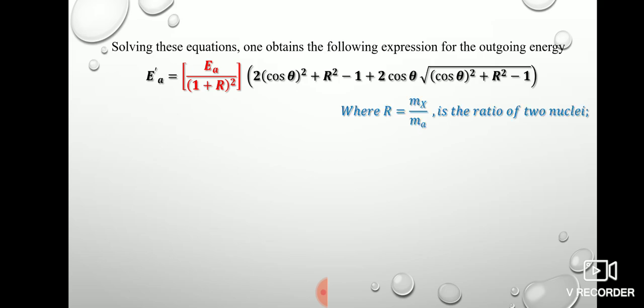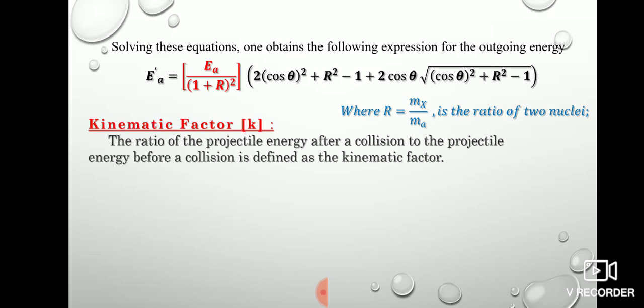In this case, R is the ratio of the masses of the two nuclei, MX by MA, the mass of the parent nuclei divided by the mass of the incoming projectile. And the quantity within the square brackets, that is EA by 1 plus R squared, is usually referred to as the kinematic factor K, which is the ratio of projectile energy after collision to the projectile energy before collision. Or rather, it is a measure of the energy possessed by the outgoing projectile after the collision.